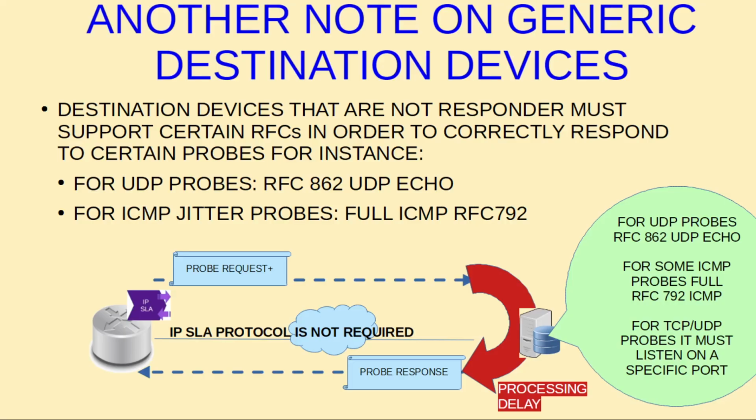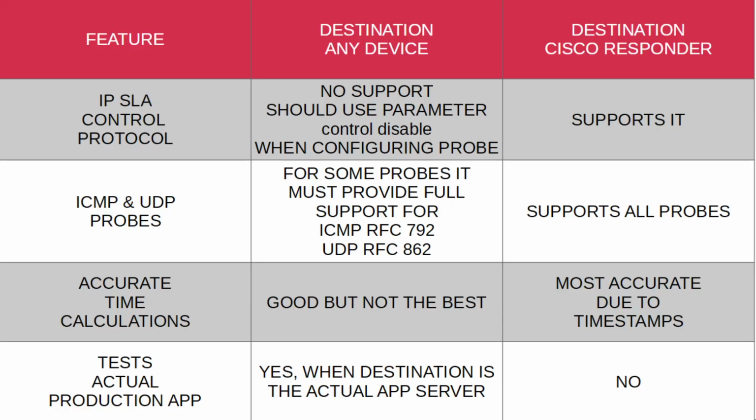Just a final note on these destination devices that are not responders. We have to make sure that this destination device supports certain RFCs depending on the probe. For instance, for UDP probes, this destination device must support the RFC 862 UDP echo, and for certain ICMP probes, these destination devices must support a full implementation of the ICMP RFC 792. This is a little chart that summarizes what happens when we use a responder as destination device and what happens when we use any other device.